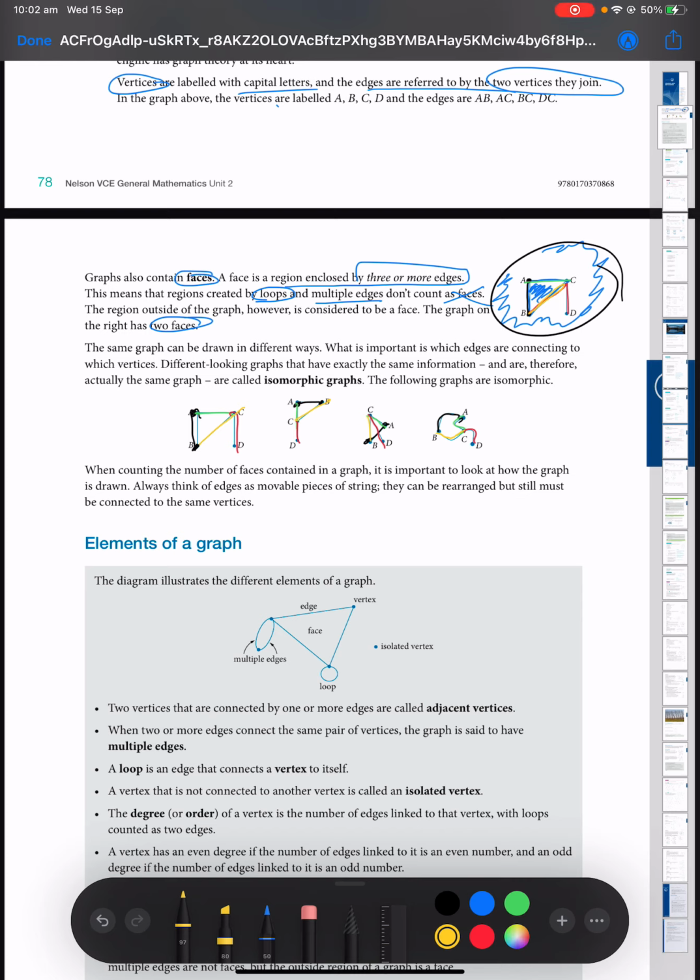Okay, so the same graph can be drawn in a few different ways, and it's important, the main bit here is which edges are connected to which vertices. So they may look very different to each other, but they actually all show the same information. When a graph shows the same information, we call this an isomorphic graph. Okay, so all of these graphs are isomorphic.